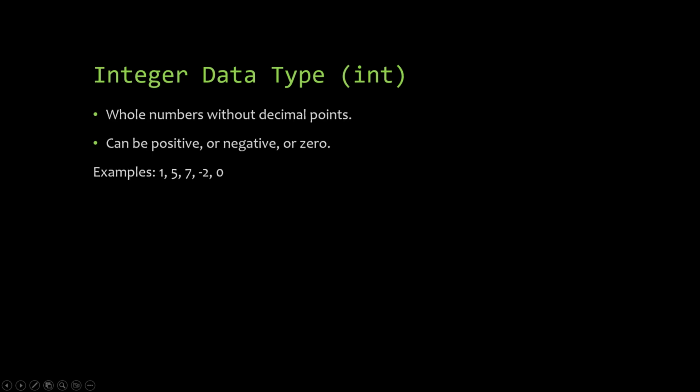So the first one that we have is integer, and we also call it int. These are just numbers that don't have a decimal. They can be positive, they can be negative, zero as well. So when you were learning to count in basic math in elementary school and middle school, these are most of the numbers that we dealt with.